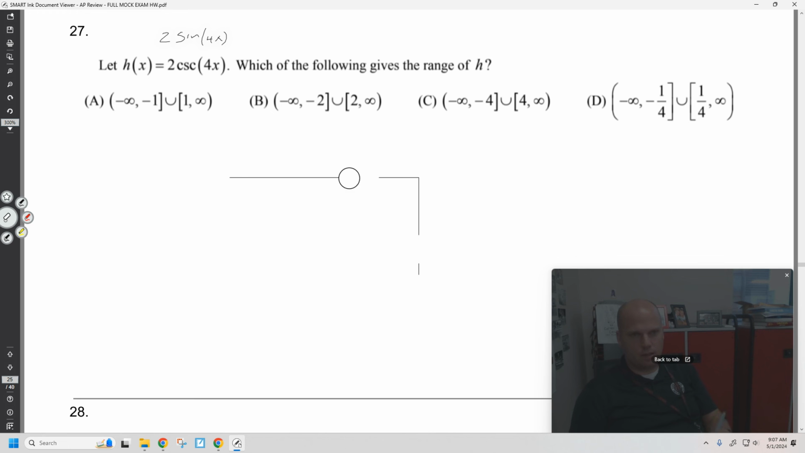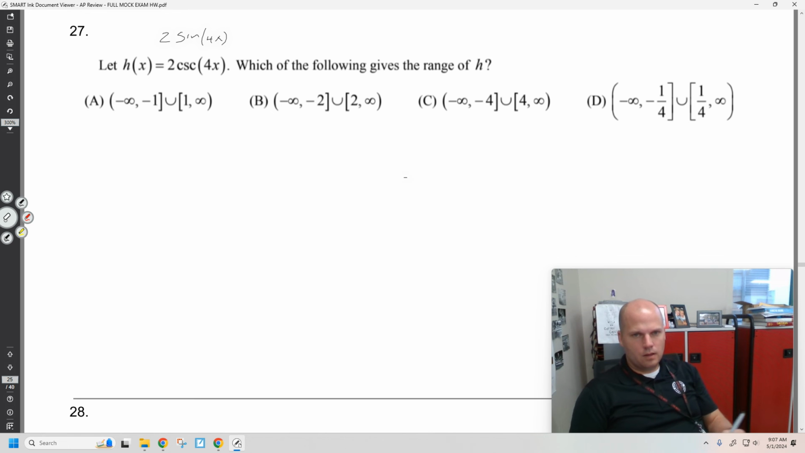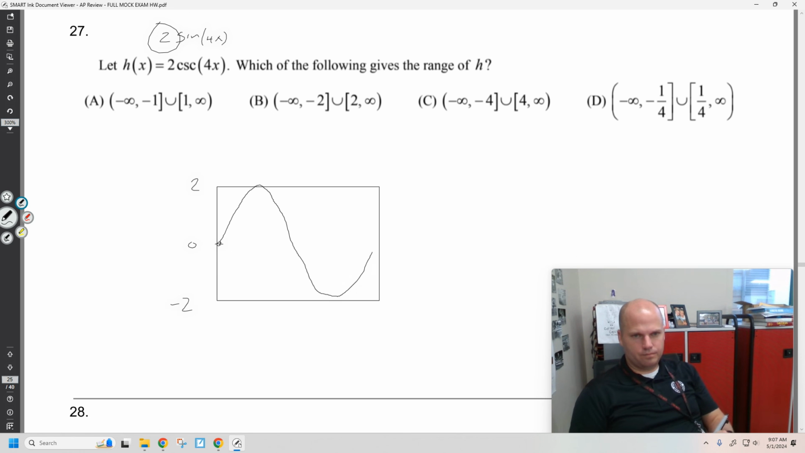Sine, and for the range, the y values, you don't have to worry about the period. So I don't really care about the 4. I just care about the 2. I'm just going to say I go up to 2, I go down to negative 2. Sine goes up, down, up.